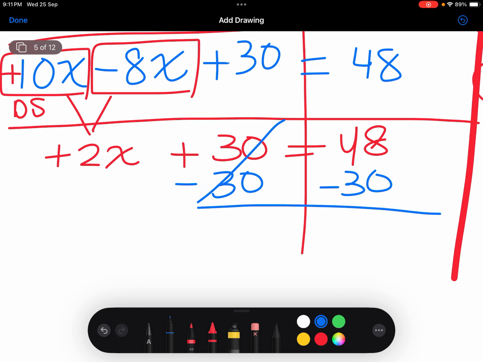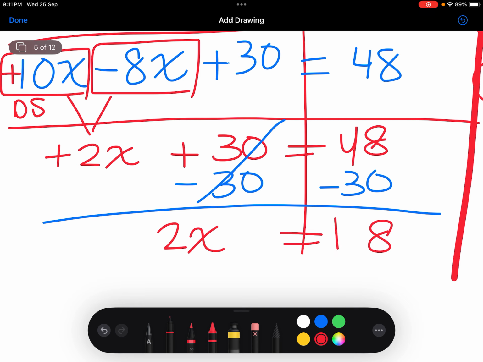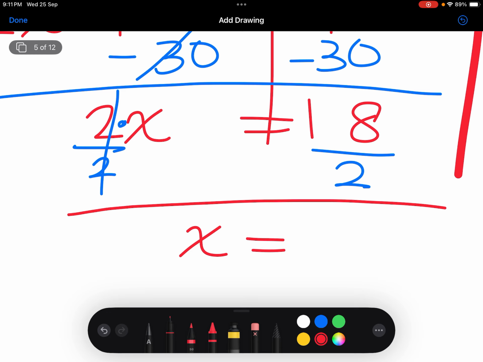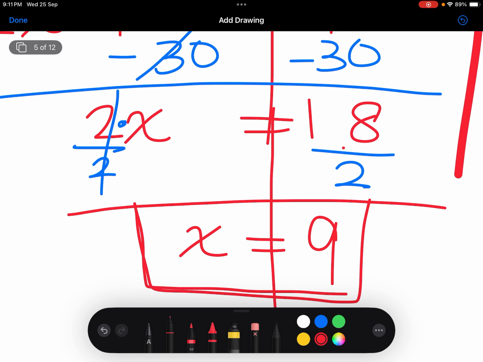Now, what do we have? We have 2x equals 18. Next, divide, because it's multiplication, divide by 2 on both sides. Now I have x alone equals 18 divided by 2, which is 9. I found my solution. A one solution equation, you will end up with x equals something.